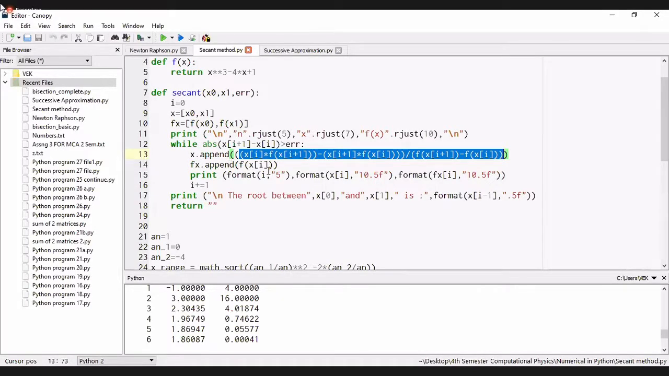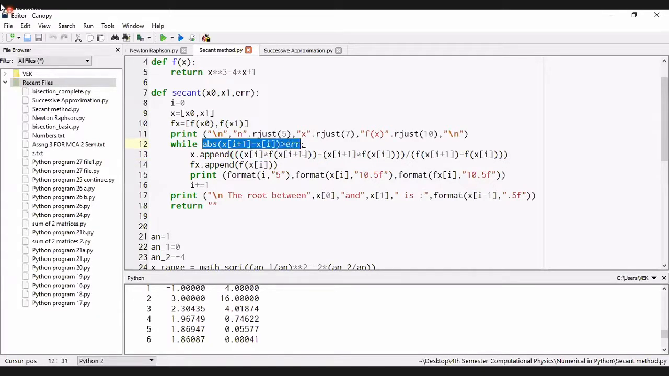Similarly, we calculate f of x2. So what happens then? We print all the values. Then we increase i by 1. How long are we going to continue this? Until this condition is true. Okay. So here also, actually, I should use a loop also, right?